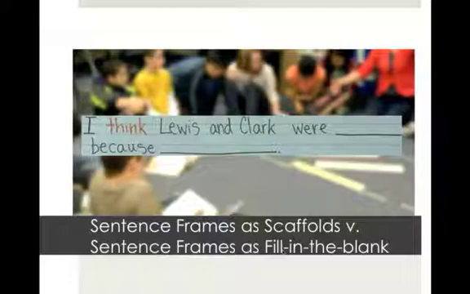So how are these scaffolds actually being perceived by the students? Are they seen as an actual scaffold in which it's intended, or do they see it as just, let me just fill in the blank?